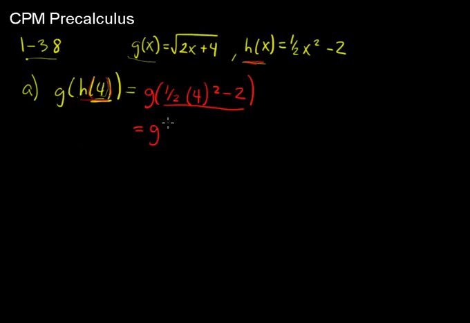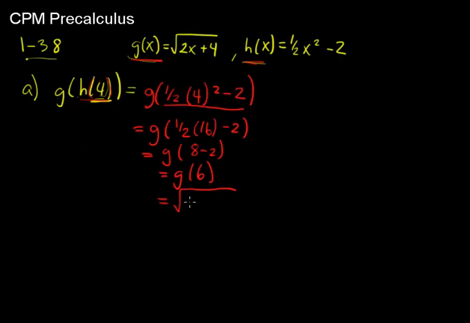Let's simplify it. We keep g on the outside. 1/2, 4 squared is 16 minus 2. 1/2 times 16 is 8. So we still have g on the outside, 8 minus 2. So then we're left with g of 6. So g of 6, now we are just plugging in wherever we see an x, we plug in 6. So that's equal to the square root of 2 times x, so x is 6, plus 4. And that's equal to 12 plus 4. It's equal to square root of 16.